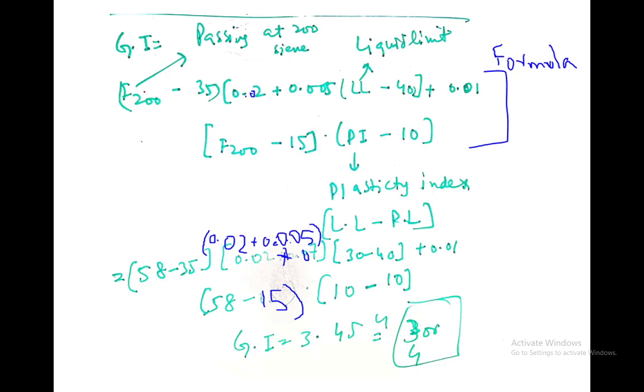GI = (F200 minus 35) into (0.2 plus 0.005 into (liquid limit minus 40)) plus 0.01 into (F200 minus 15) into (PI minus 10). Here F200 means all the material passing the 200 sieve, LL means liquid limit, while PI means plasticity index, which is basically equal to liquid limit minus plastic limit. So all the formula is already there. We have the GI value of 3 or 4, so it means that the subgrade strength is very poor.